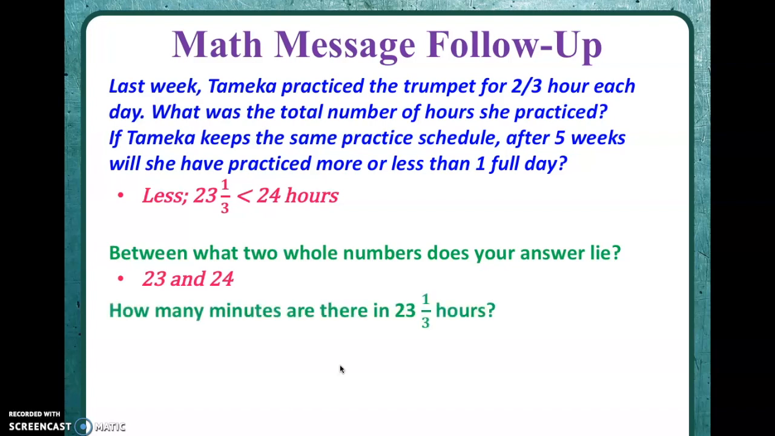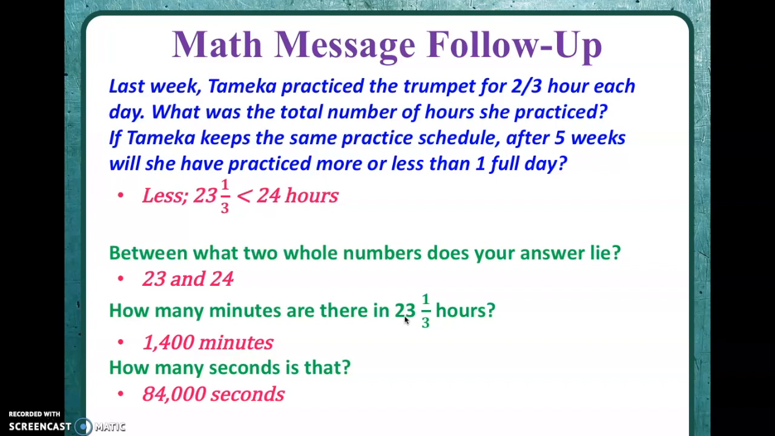How many minutes are there in 23 1/3 hours? Well, we know before that 1/3 of an hour is 20 minutes. We just need to figure out how many minutes are in 23 hours. When you do your multiplication, you'll get 1,400 minutes. If you have to go further and go to seconds, we just need to multiply by 60. And when you do that, you get 84,000 seconds.